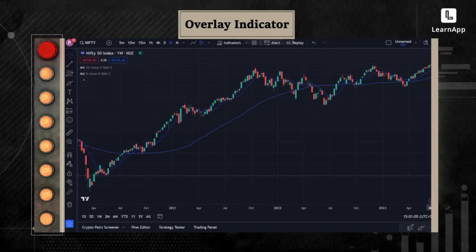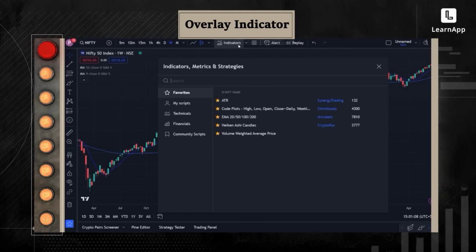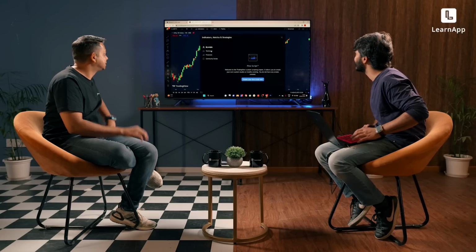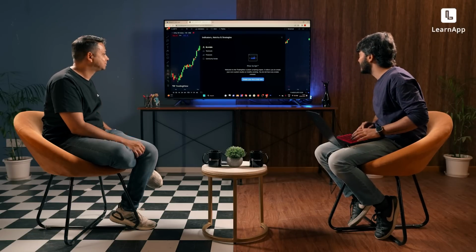There are 2 types of indicators, okay? The first kind is called an overlay indicator. That means it will be overlaid on the chart. Go to indicators and add a moving average. Search for moving... I'm sorry, I can't see, sir. Use your laptop. Okay, 2 have come up, sir.